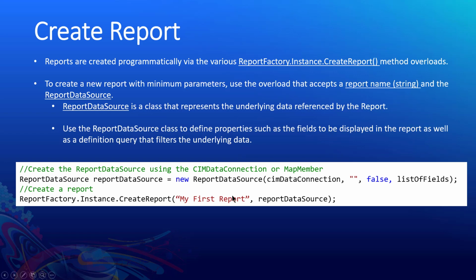The code snippet here shows how to create a report. I'm creating a new report data source using the constructor. Notice the parameters are passed to the constructor. I'm passing in a CIM data connection to a dataset. No definition query, so all the data will be used. I'm passing in false as a Boolean parameter so that I'm not using any selection in the current dataset. And then finally, I'm passing in a list of fields to display in the report. I'm next calling the CreateReport method on the report factory class. I'm first passing in a string for the report name and then the report data source object that I just created.